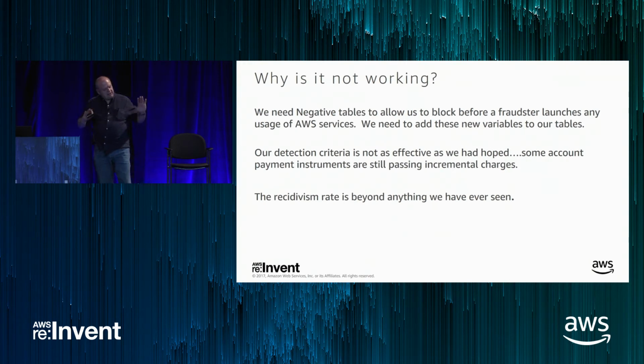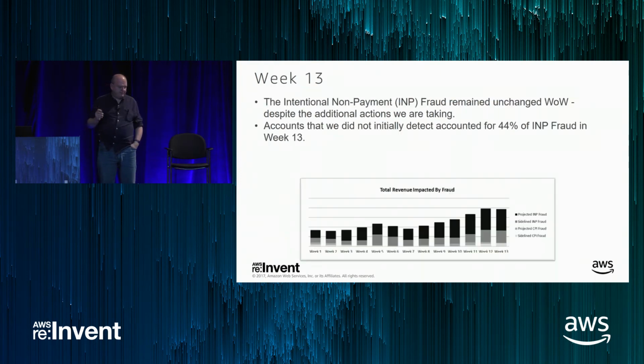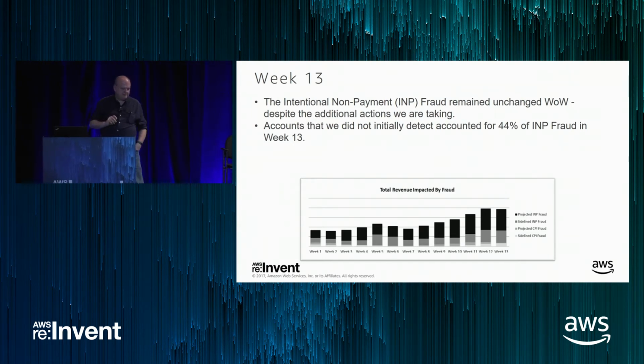So we looked at it. Need to improve our detection criteria. We need better neg tables. We need to do a little bit more with real-time data. Tune our models again. Should be all right. Okay, good. Remained unchanged. Things are going well.